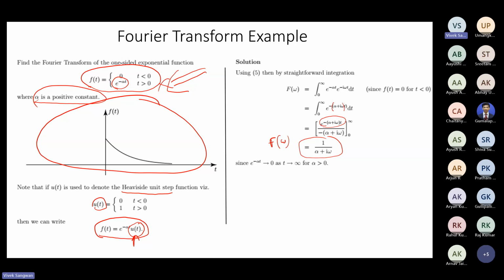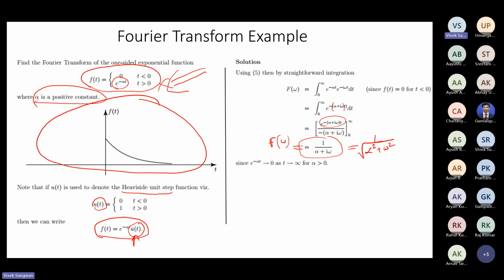Now, what can we say? The interpretation of this Fourier transform is the same as what we told you. It is telling you how much contribution a particular frequency provides. And just by looking at this F of omega, we can tell. This is a complex number, so it has a phase and a magnitude. Its magnitude is 1 over the square root of alpha squared plus omega squared.